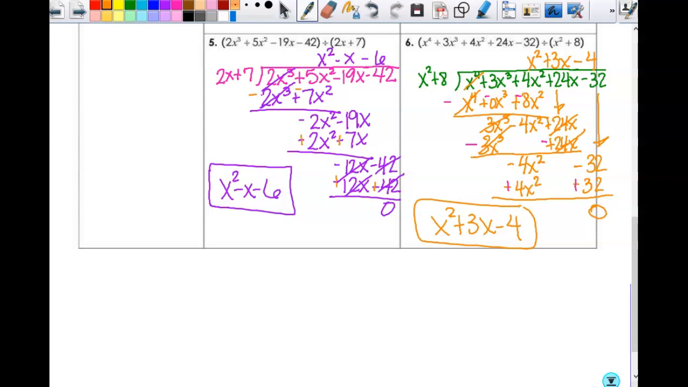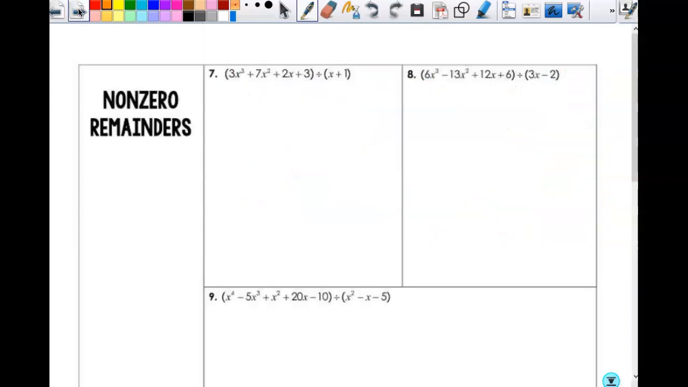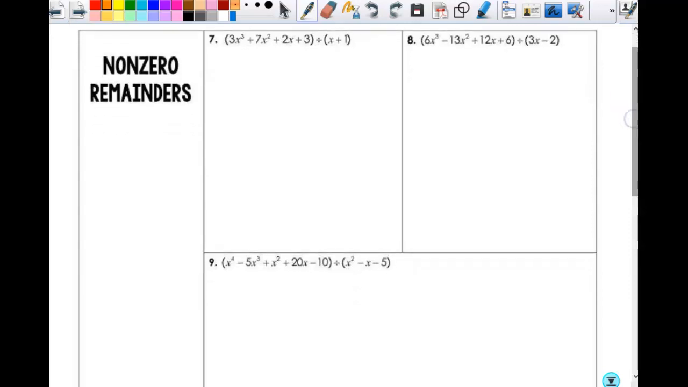No. Well, no, we're not done. I could stop here and let you figure out the rest, but I want to make sure I show you some things. All right, let's see what happens with a non-zero remainder, meaning we're going to have a remainder here. So we're going to start the same way. X plus 1 is going to divide into 3x cubed plus 7x squared plus 2x plus 3.